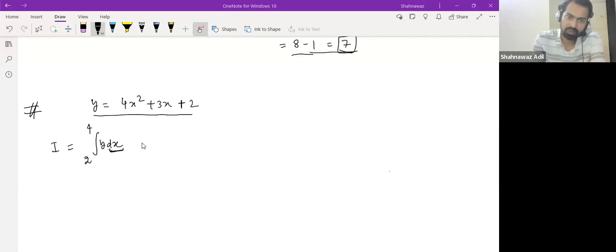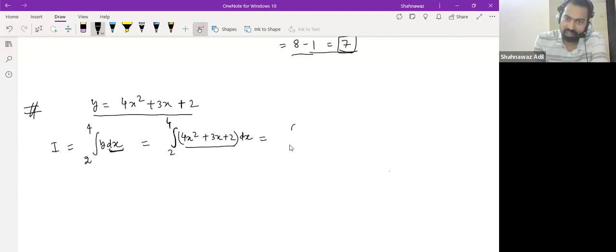So we want to calculate, right? This is a definite integral. So we want to calculate 4x square plus 3x plus 2 in the limit, right? So whenever somebody tells you that it is in the limit, just ask what the limit is. What is the lower and upper limit? So this is the limit that we have, right?